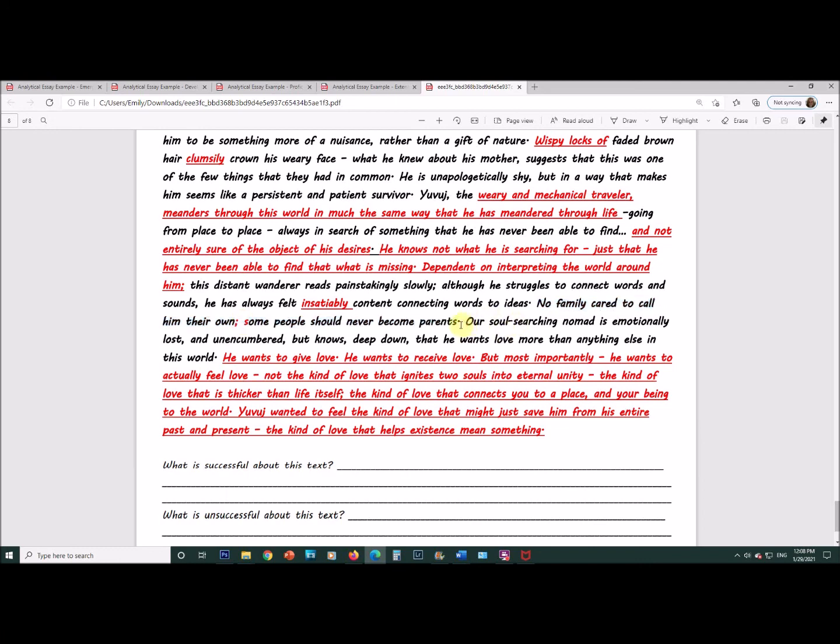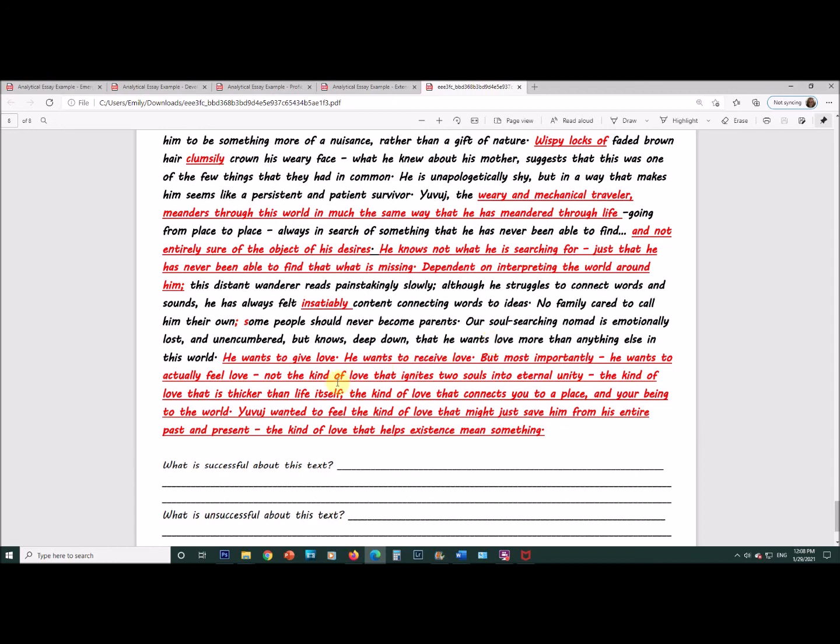Our soul-searching nomad is emotionally lost and unencumbered, but knows deep down that he wants love more than anything else in this world. He wants to give love. So now what I'm doing here is I'm now talking about the love piece. I am going full on explaining what is it that he actually wants, because I want the reader to be like, I'll give him that love. I will help him be in love. I want them to be that connected.